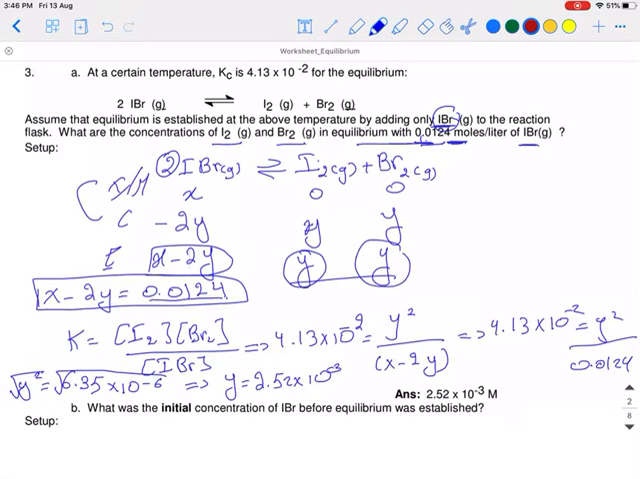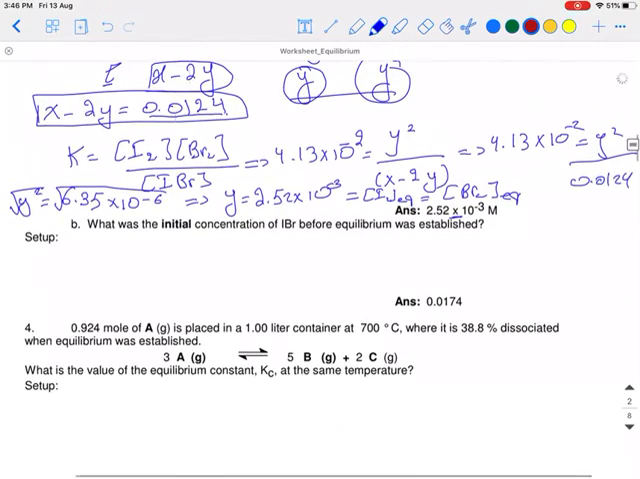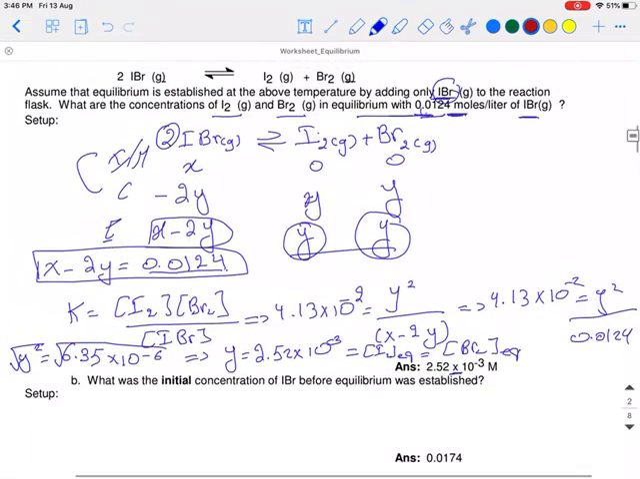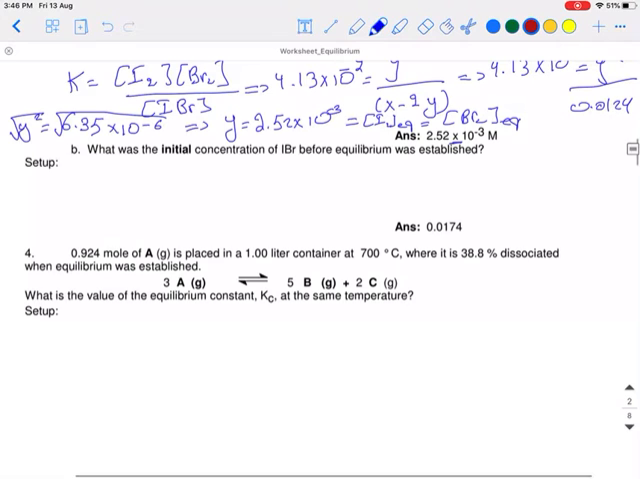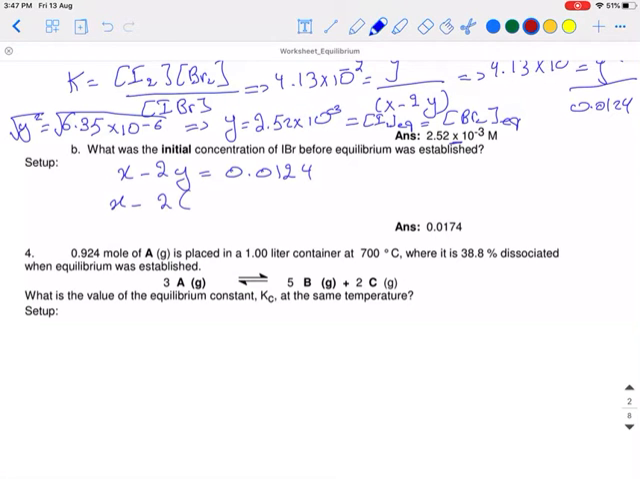But y is the concentration at equilibrium for I2 and Br2, which are the two concentrations that he is asking about. What was the initial concentration of IBr? It means we want to find x. Okay, we have this equation, we will use it, x minus 2y. Now we have y, x minus 2y equals 0.0124. So x minus 2 times the value of y, which we found in part A, 2.52 times 10 negative 3, equals 0.0124. So solving for x, it will be 0.0174 molar.